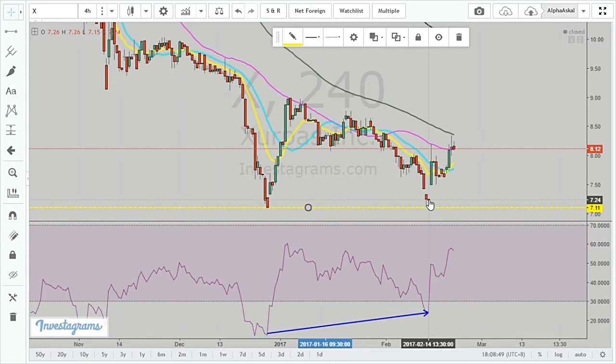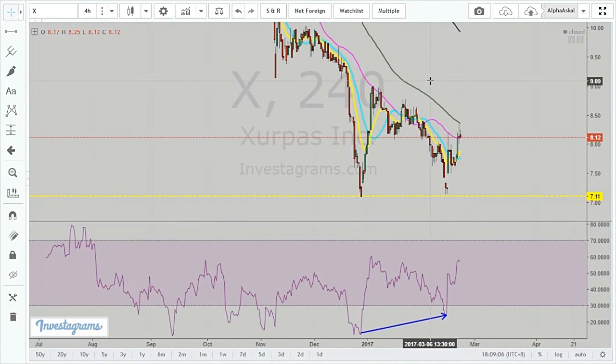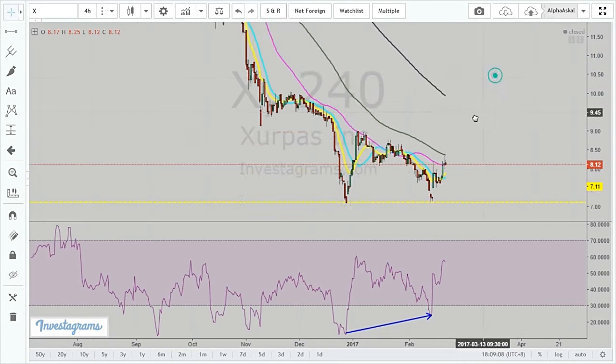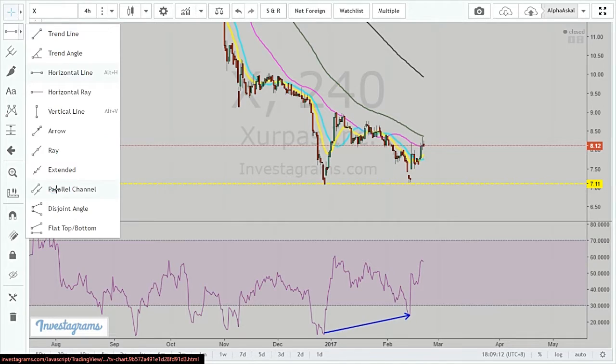So that's confirming already our crossover. We are seeing a potential surge of buyers for this stock. So that's one of our conditions or confluences. As far as the trend line is concerned, we can create a trend line for that.